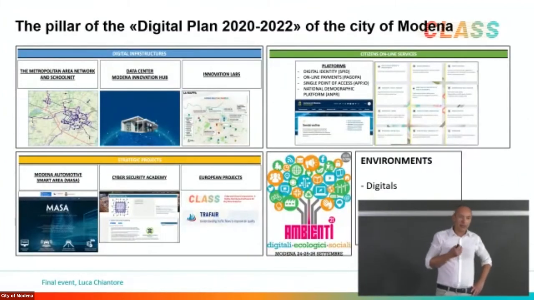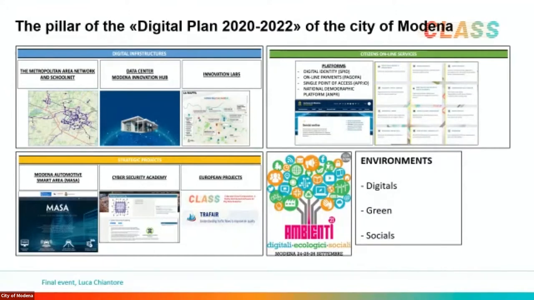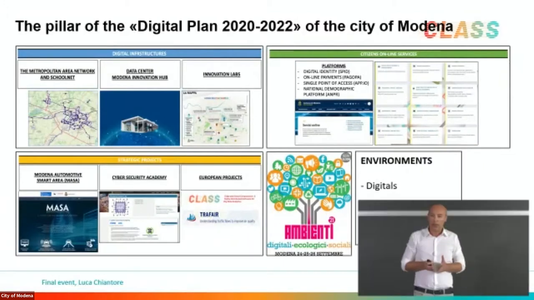There is a very important document for us, our digital plan, approved by the City Council in 2020. In this digital plan, we define the pillars of digital innovation in the city. As you can see, we have three pillars. The first one is about digital infrastructure, the second one about online services for citizens, and the third one is about strategic projects. CLAS for us is a very, very important project. It is a strategic project.